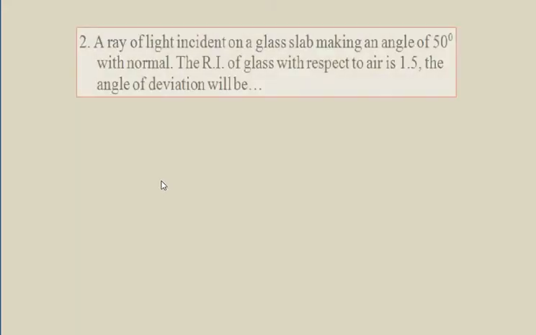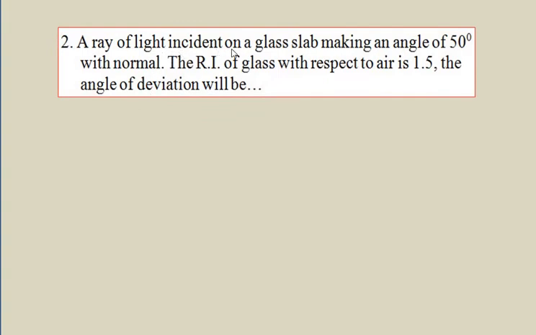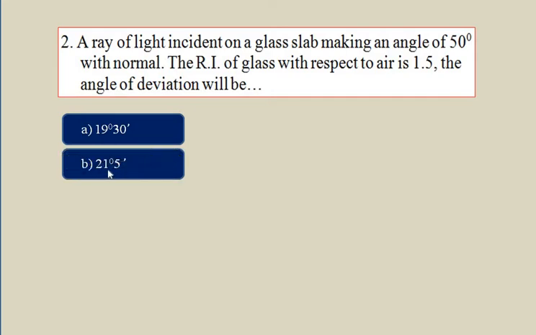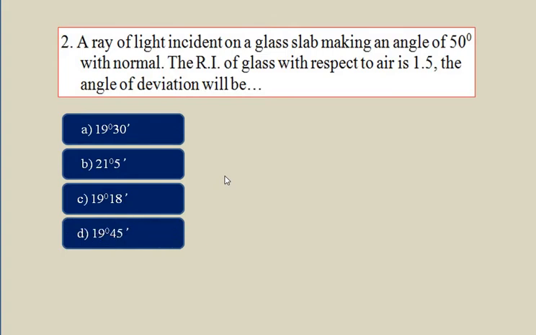Let us see the second example. A ray of light is incident on a glass slab making an angle of 50 degree with the normal. That is, here we are given the angle of incidence. The refractive index of glass with respect to air is 1.5. The angle of deviation will be? The options are option A 19 degree 30 minute, option B 21 degree 5 minute, option C 19 degree 18 minute and option D 19 degree 45 minute.